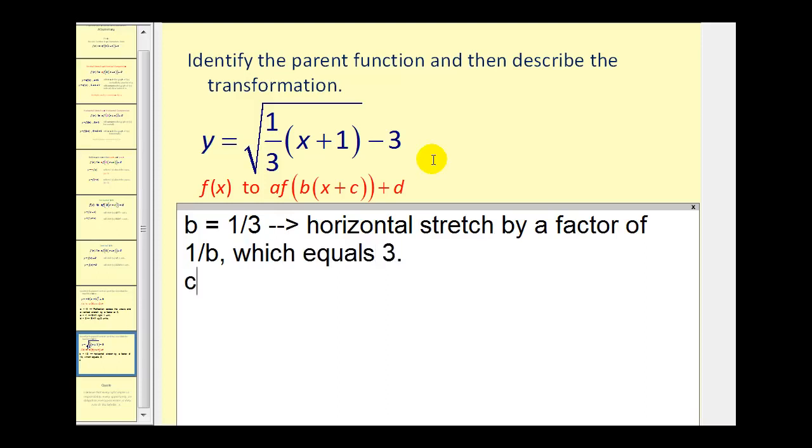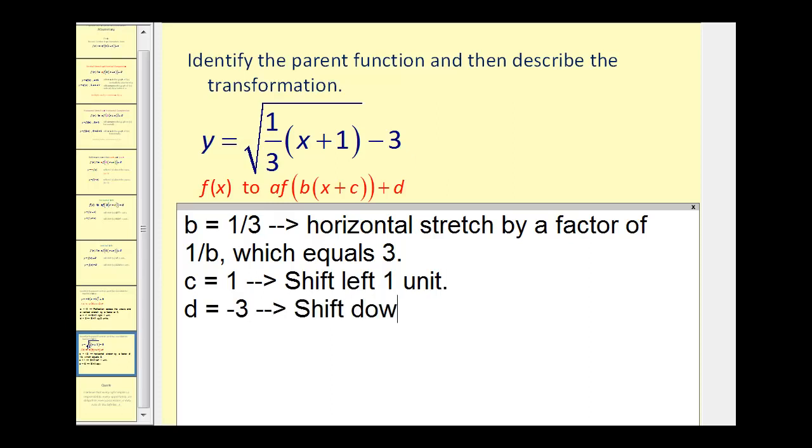C is equal to positive 1. Therefore, we have a shift left 1 unit. And then lastly, d is equal to negative 3. So we have a shift down 3 units.